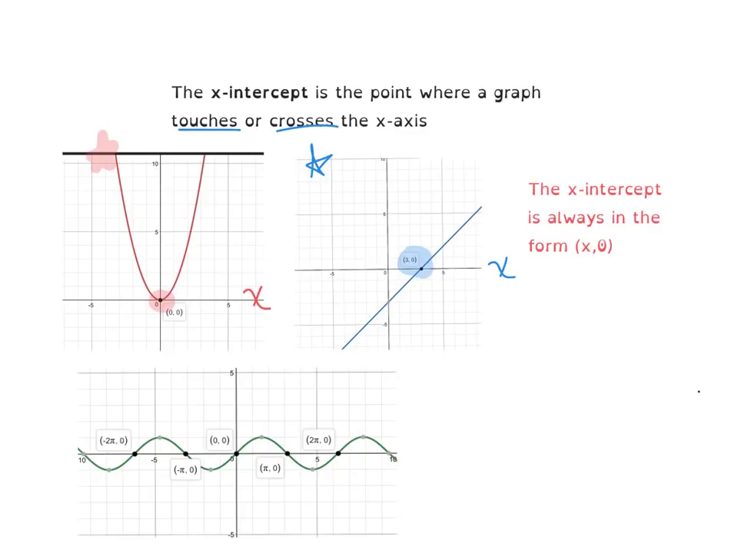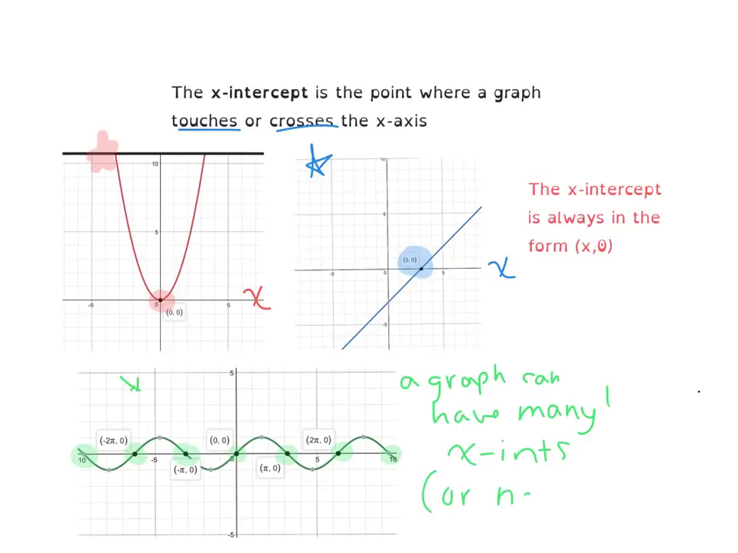Just as an example, this graph right here, a graph can have many x-intercepts. So here, this one actually has a ton of them. I'm just going to highlight them all. We don't need to worry about the numbers, but it touches the x-axis there, there, there, there, there, there, and there. Now, just like it can have many of them, I could draw a graph that never crosses the x-axis.